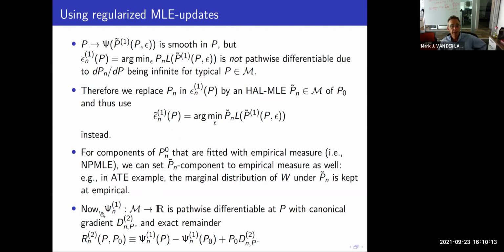and that gives you essentially equivalence for all practical purposes in a completely controlled way. And so by now, our parameter, which is this fluctuation parameter, which is nothing else than psi evaluated at the TMLE update, is now pathwise differentiable. It will have a canonical gradient. It will have an exact remainder. And so it's like we're back to doing TMLE.